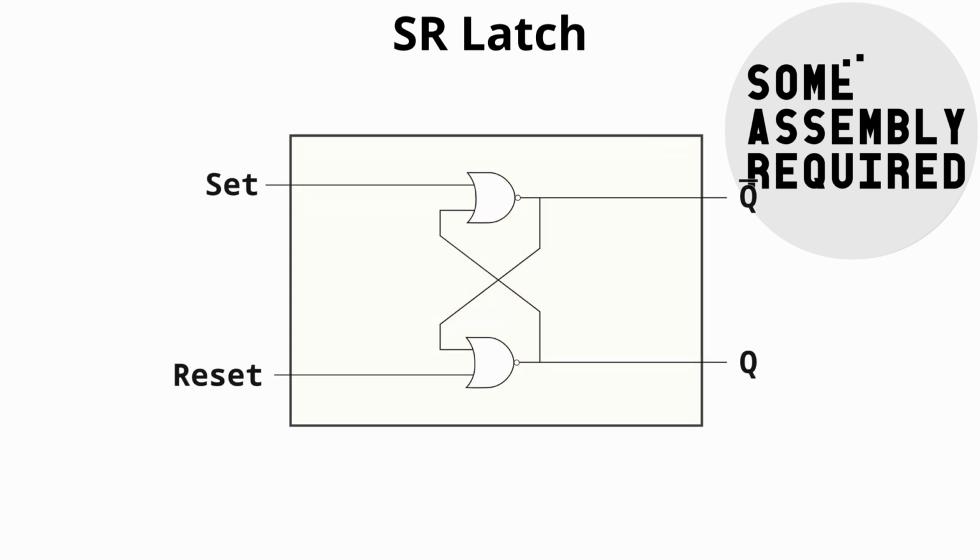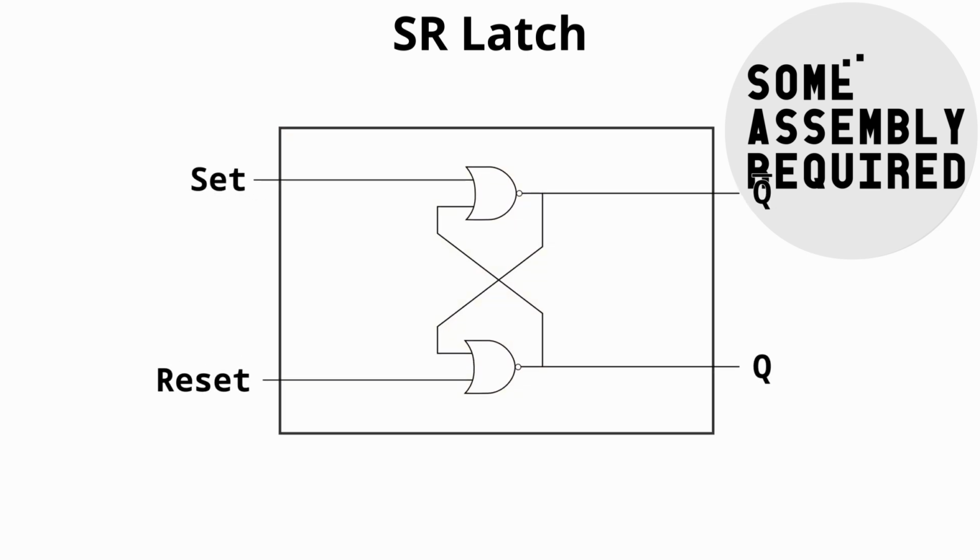Inside the latch, there are two NOR gates. Importantly, these gates connect in such a way as to create a loop. The output of one is connected to the input of the other and vice versa. This is what facilitates the memory.